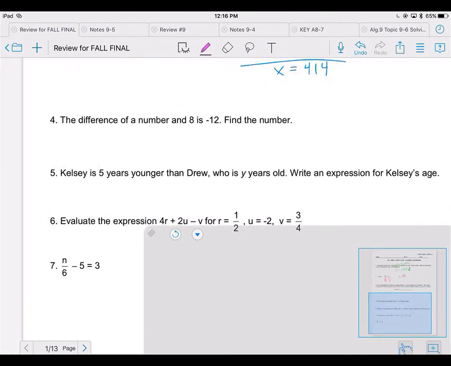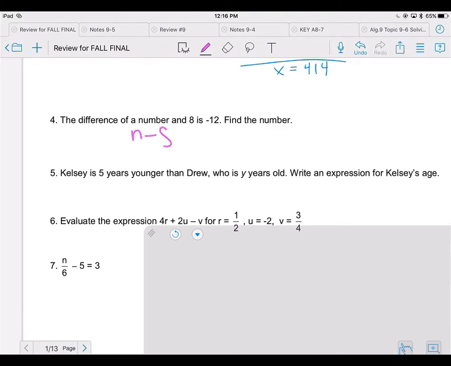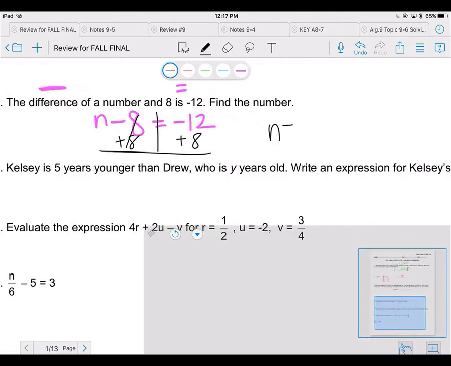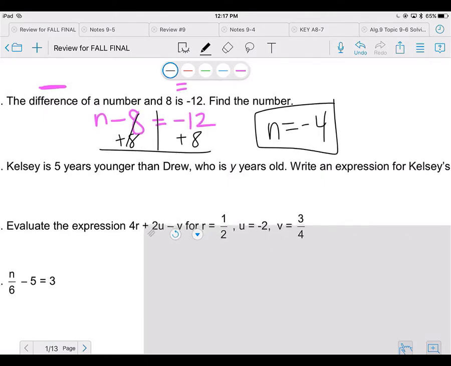Problem 4 says the difference between a number and 8 is -12. Find the number. So a number and 8, difference means subtract. So the difference between a number and 8, so a number minus 8, equals -12. In order to solve, I would add 8 to both sides, and N would equal -4.